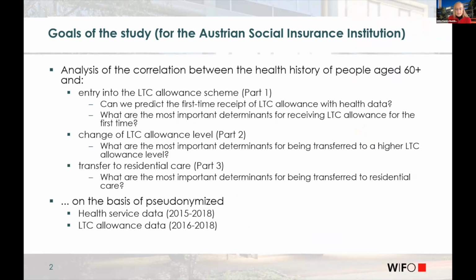In this study, we analyzed the correlation between the health history of people aged 60 plus and we have three parts. The first part is the correlation between the health history of people and the entry into the long-term care allowance scheme for the first time. The second part is we analyze the correlation of the health history and the change of the long-term care allowance level. And in the third part, we analyze the correlation between the health history and the transfer to residential care.